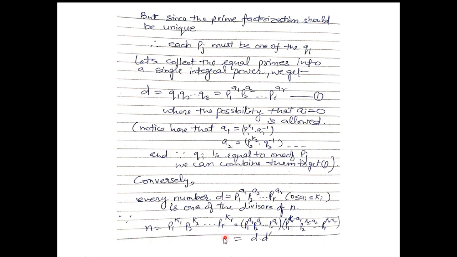We can write k1 as k1 plus a1 minus a1, k2 as k2 plus a2 minus a2, kr as kr plus ar minus ar. We are adding and subtracting ai's in these powers and then write it like this, and you will get d into d dash.